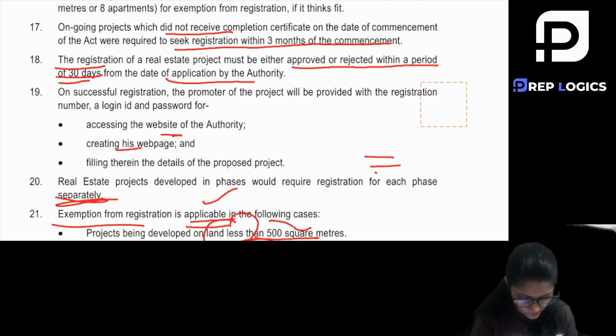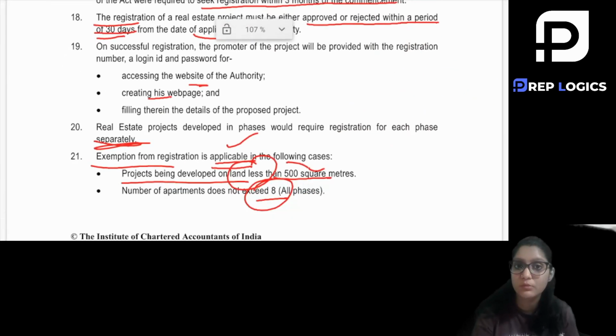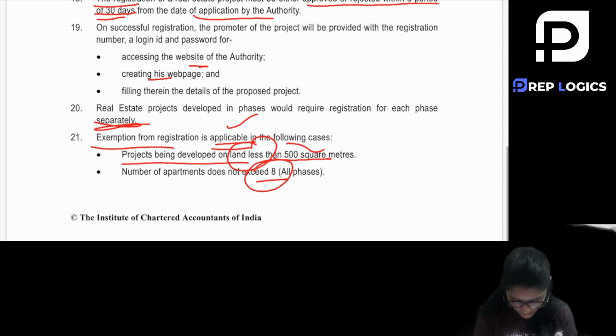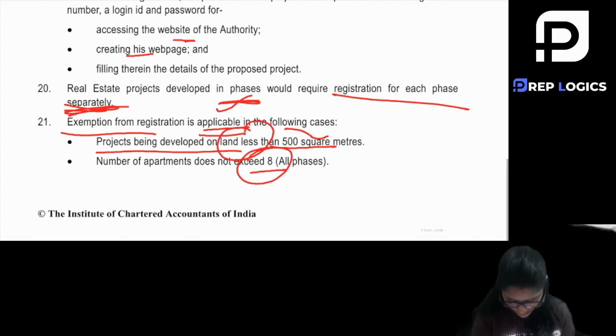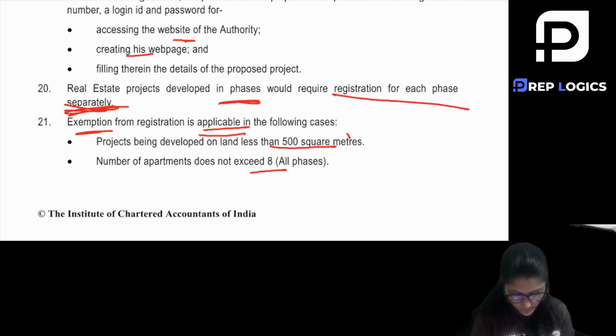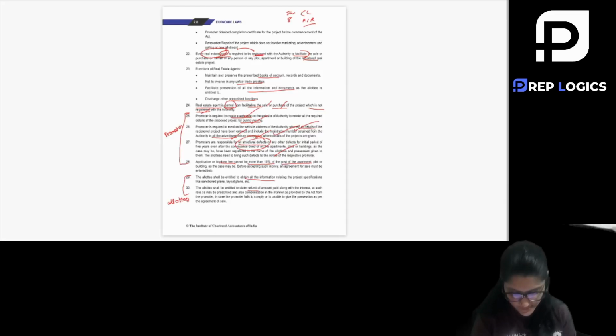I hope you are able to get this point. Now this is only the summary points. We will understand more about it in the detail points. Each phase is required to get a separate registration. I have already covered this point. Now what are the exemptions applicable? Exemptions also I have covered: less than 500 square meter, not exceeding 8 apartments including all phases.